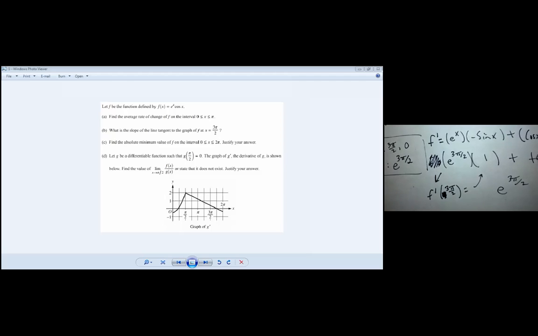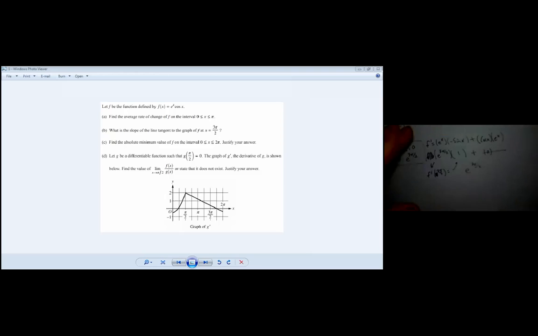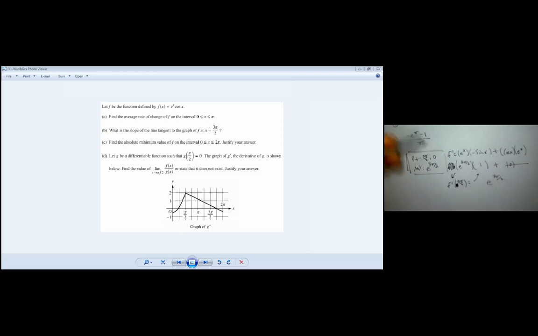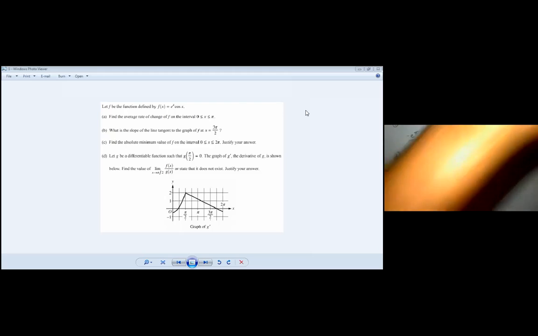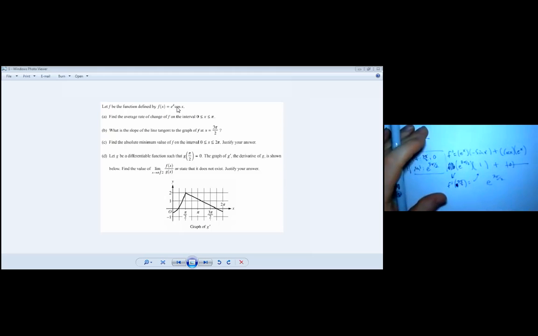How did we get 0 again? Just checking. I think I missed it. How do we get 0 for the corresponding value, the point? We would plug in 3 pi over 2 to the original. So if we plug in 3 pi over 2 up here to the original, that's e to the 3 pi over 2 times cosine of 3 pi over 2. Cosine of 270, that's going to be 0. Okay, yeah, I was just checking if I did it correctly. Okay. Any other questions on part B?